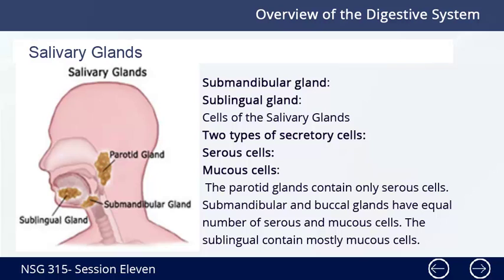Cells of the salivary gland. 2 types of secretory cells: serous cells, which produce watery secretions containing enzymes, ions, tiny bits of mucins, while the mucous cells produce mucus. The parotid glands contain only serous cells. Submandibular and buccal glands have equal number of serous and mucous cells. The sublingual contains mostly mucous cells.